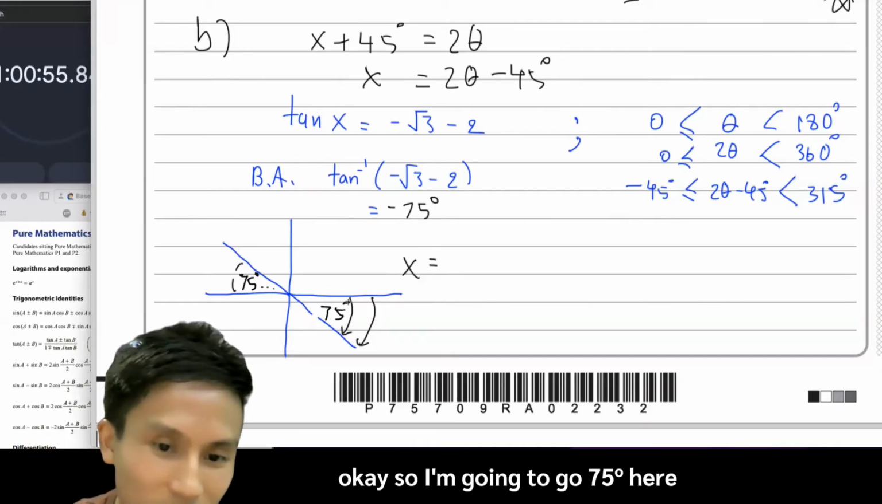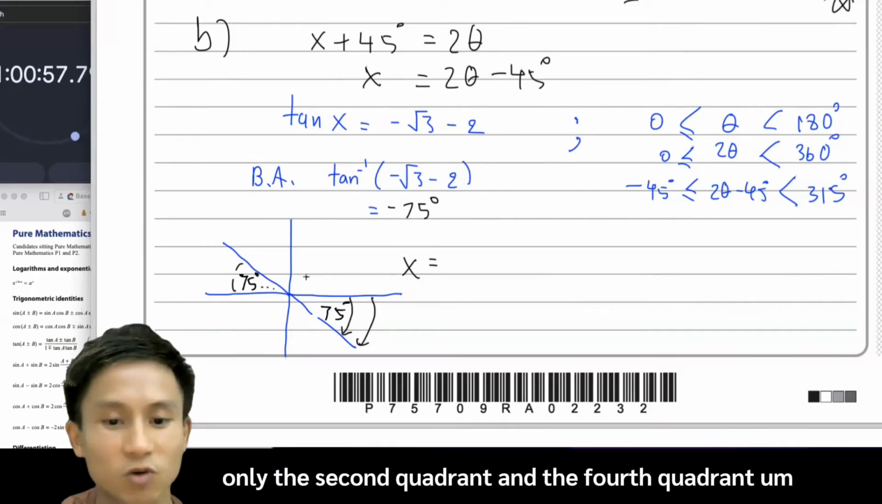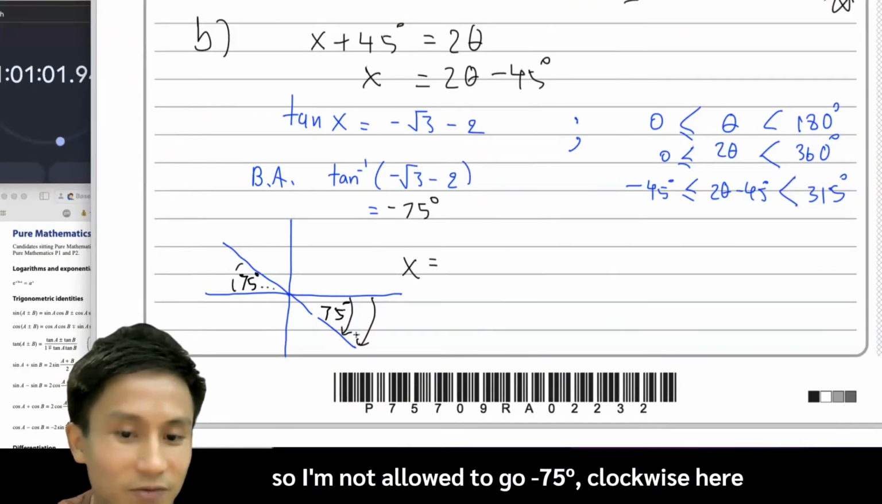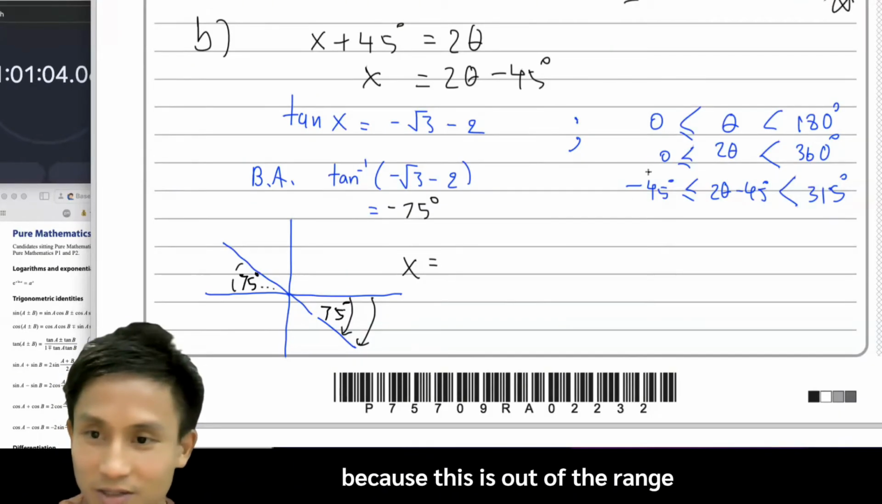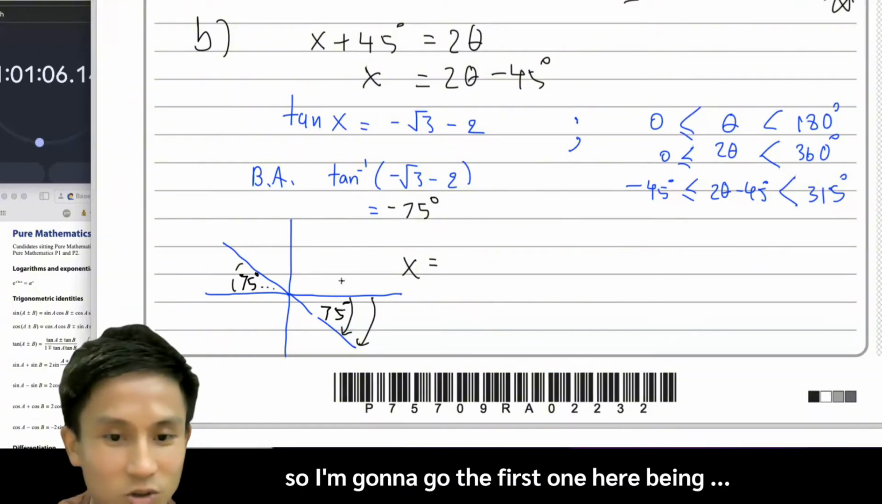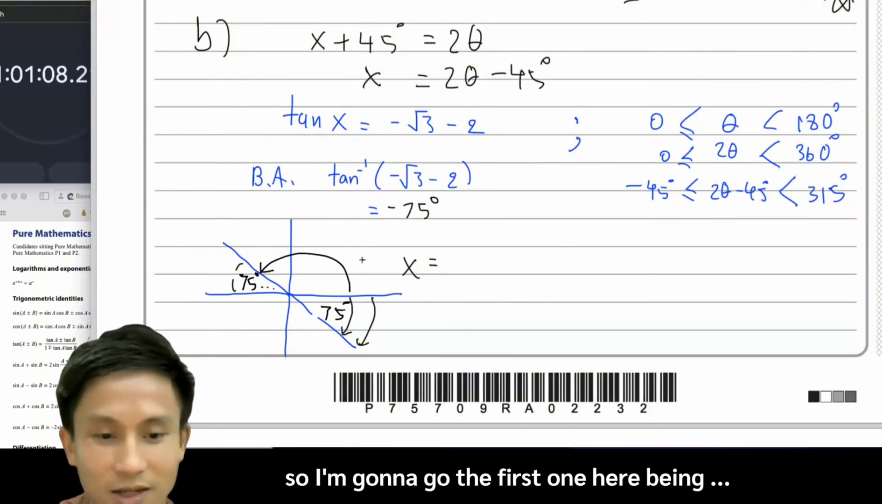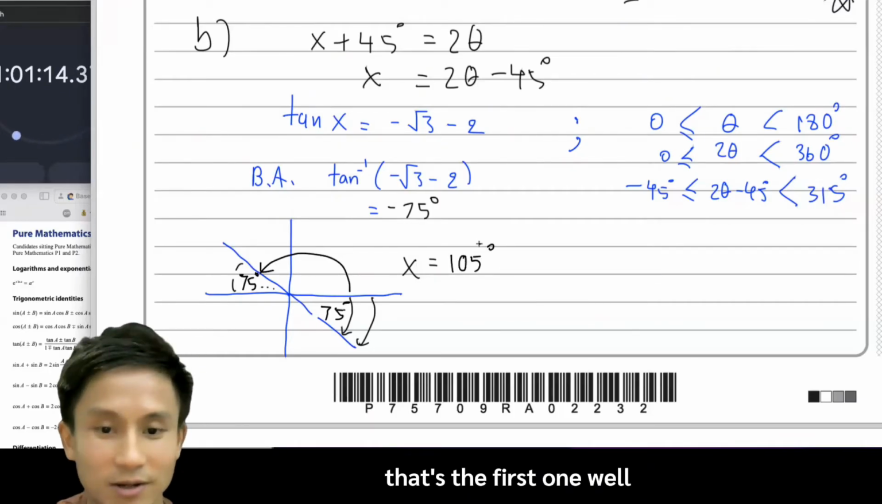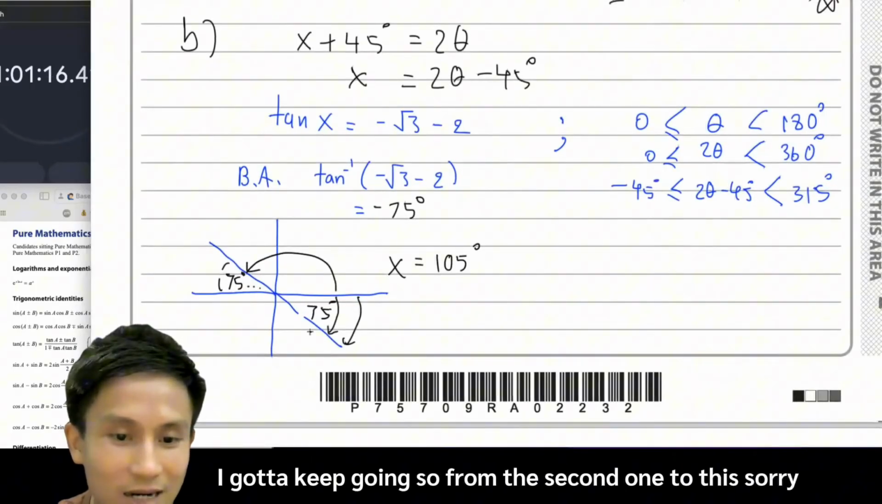Okay, so I'm going to go 75 here, only the second quadrant and the fourth quadrant. So I'm not allowed to go minus 75 clockwise here because this is out of the range. So I'm going to go the first one here being 180 minus 75. So that would be 105, right? That's the first one. Well, how far can I go? I've got to keep going.